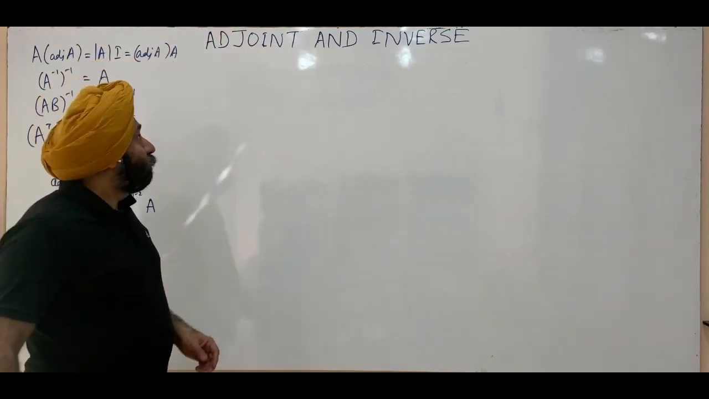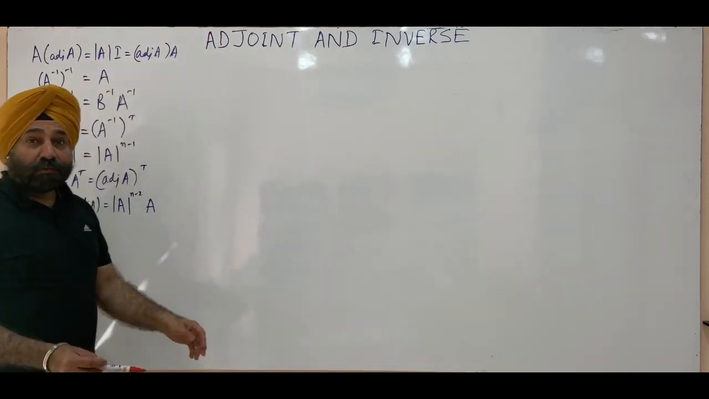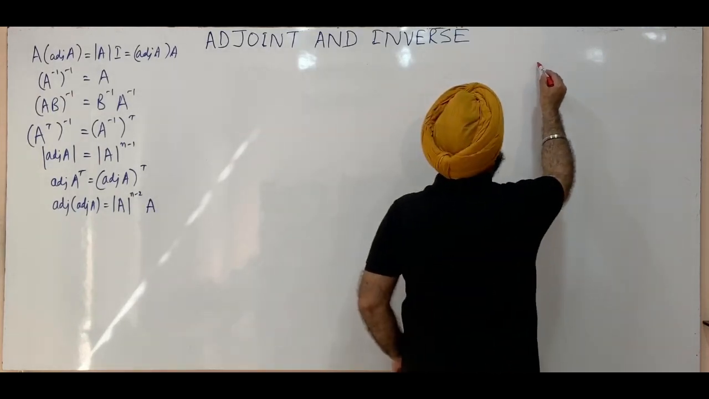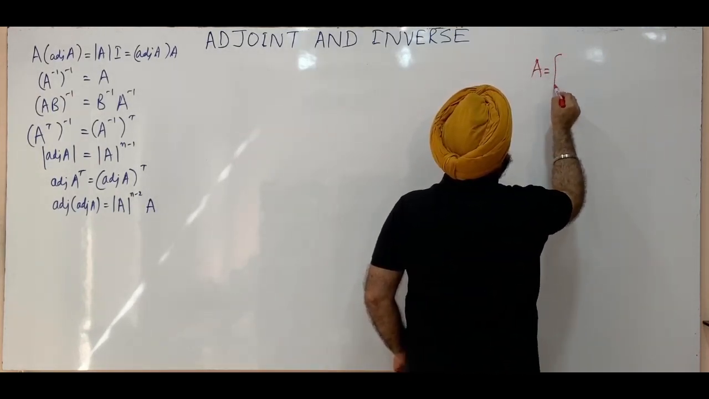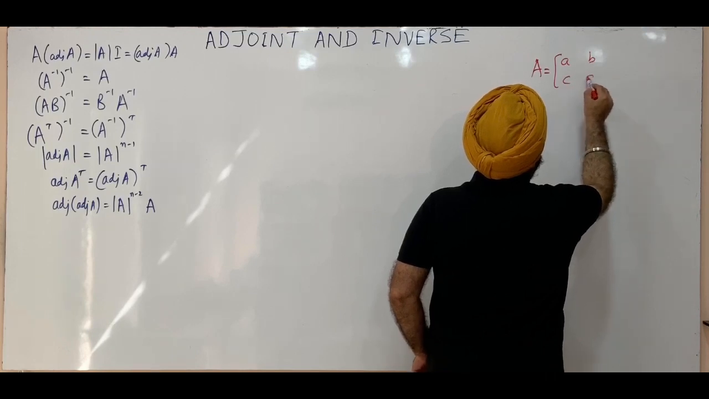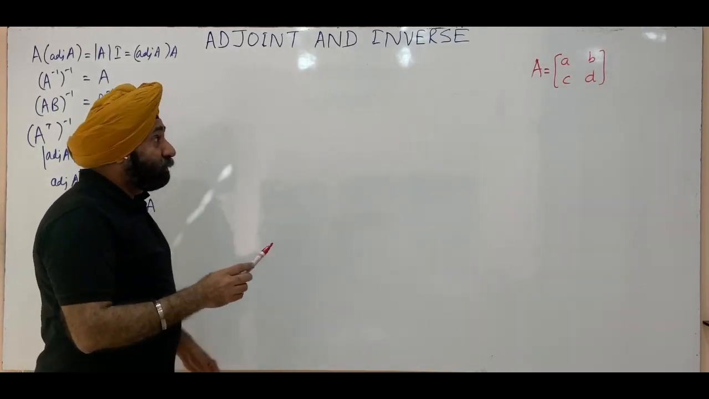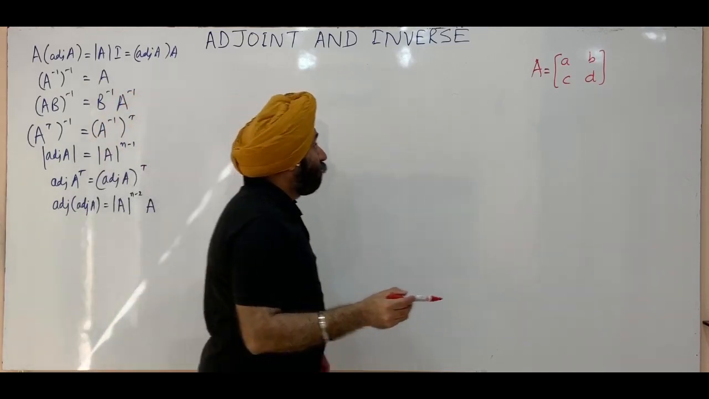Let's discuss the next topic. This is on adjoint and inverse of a matrix. Let's say we have matrix A. It's a 2 by 2 order matrix, with elements a, b, c, and d.